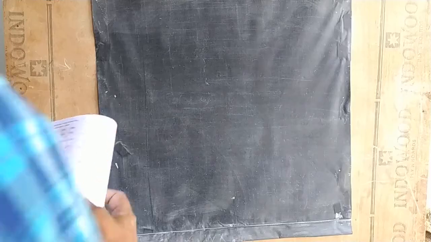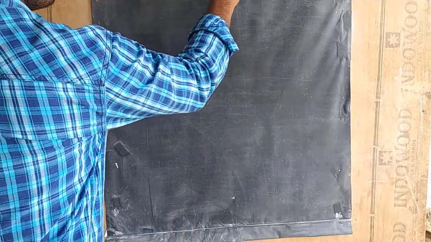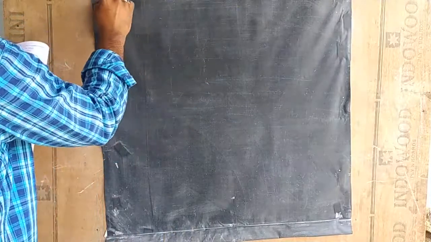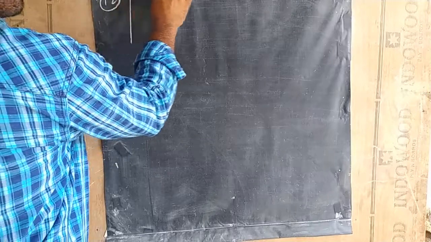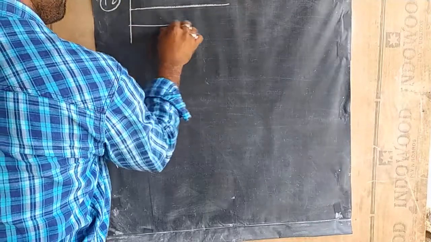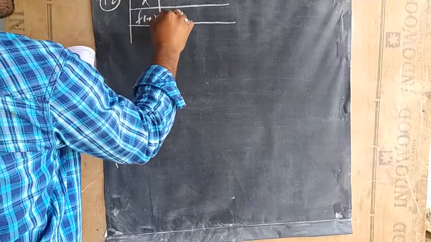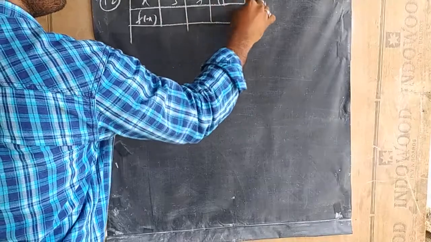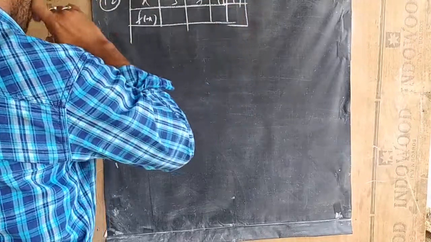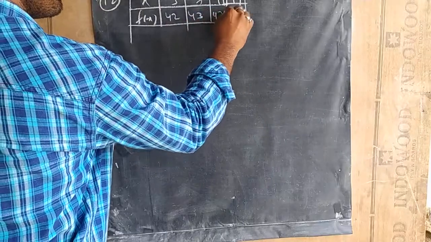Let us take one exercise question. Exercise 5.2, the 12th question. Using the interpolation, we need to find out this value. So x, f of x: 3, 7, 11, and 19, and 42, 43, 47, 60.